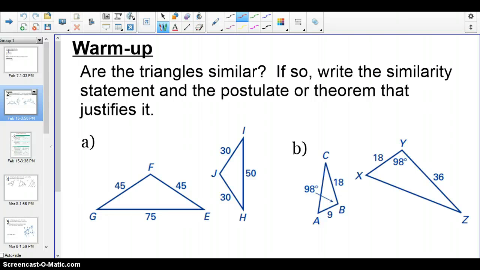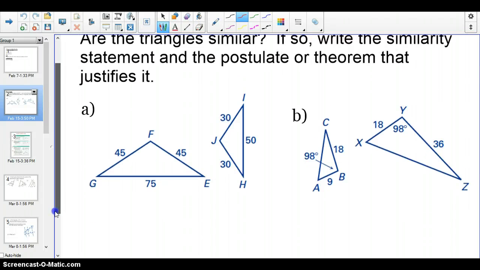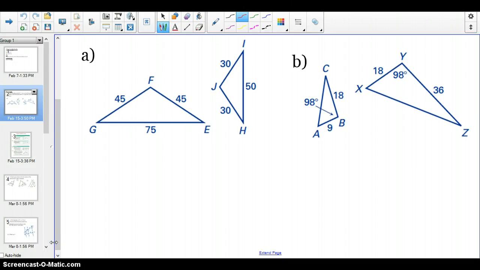Alright, we're going to start with a warm-up, and you can pause the video. I'm just going to write in the answers. So in the warm-up, you're supposed to decide if the triangles are similar, and if they are, then write a similarity statement and the postulate or theorem that justifies it.